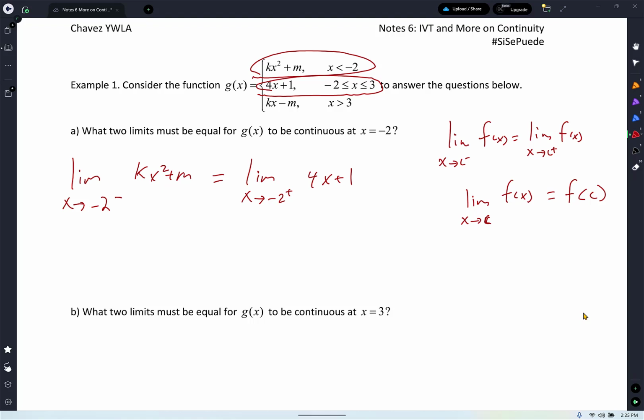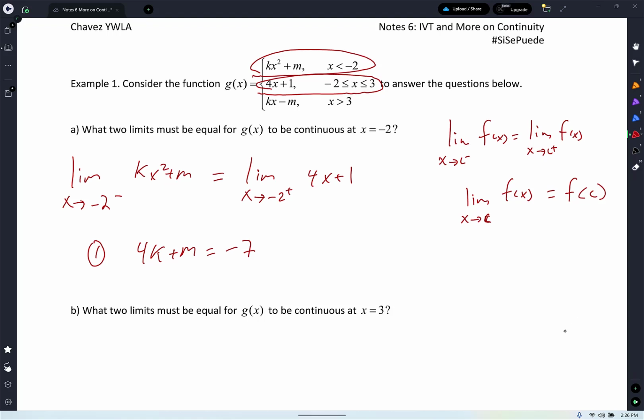Are we okay? Nothing crazy, right? If I plug in the -2, they're not asking for it, but I'm going to need it eventually. -2 squared is 4. So here's my first equation: 4k plus m better equal -8 plus 1, which is -7. Does everyone see where I got that expression from? All I did was plug in a -2 into my kx squared plus m. So -2 squared was 4, and 4 times k is 4k. And then I plugged in a -2 into the 4x plus 1. Cool or not cool?